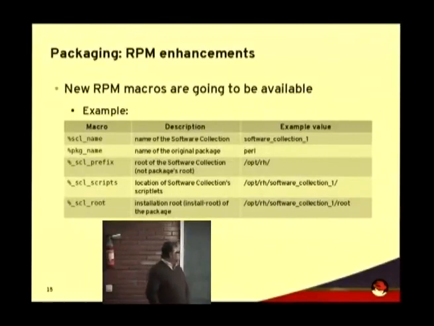One is the location of where the scripts are, and these are the scripts that are used to munge the environment variables. This is where we change your path names for binaries, libraries, man path, and so on. And then the actual root directory where the actual files are installed as part of the software collection.